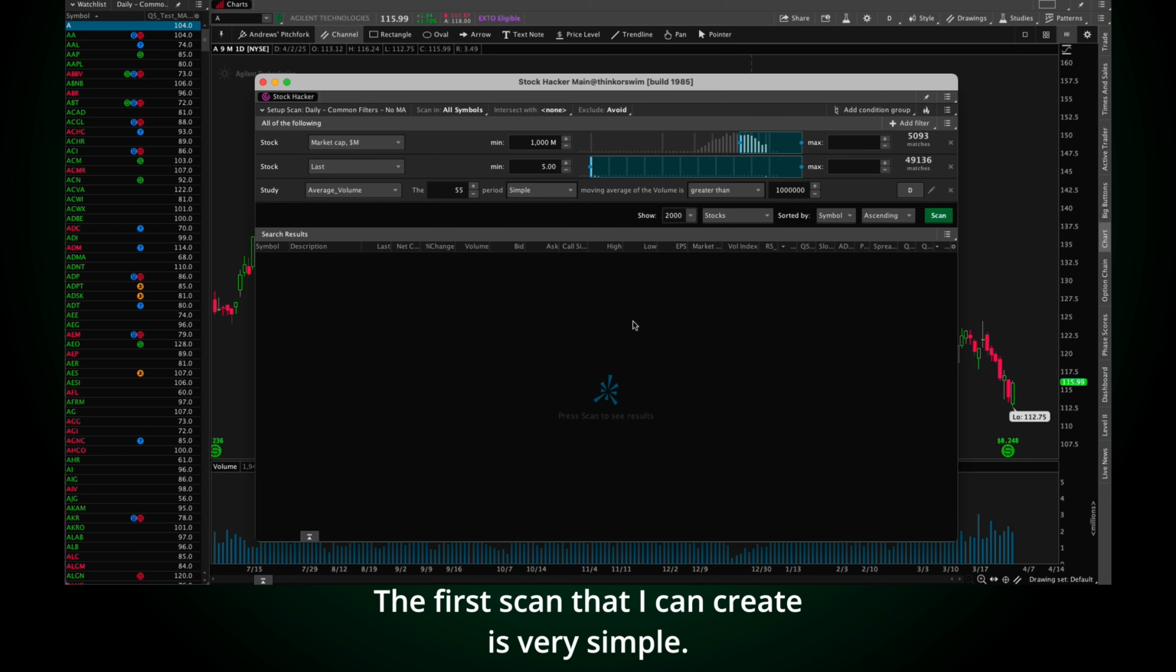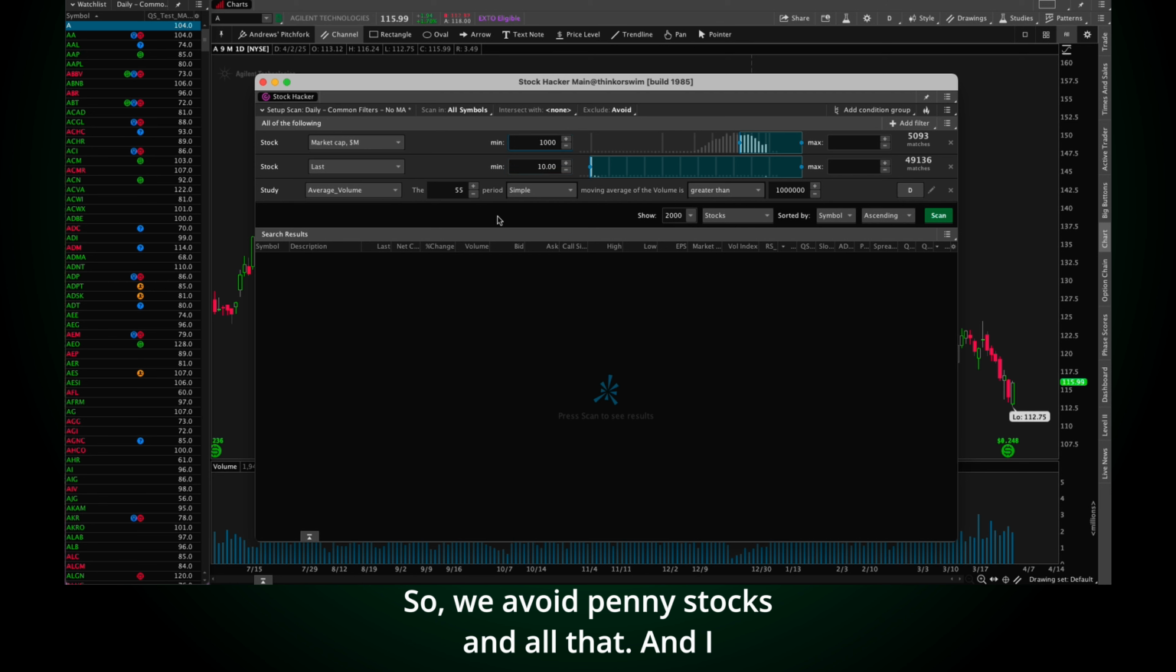The first scan that I can create is very simple. I want stocks that are liquid, so for that reason I choose a market cap above 1 billion. I want a stock price above $10, so we avoid penny stocks and all that. And I also want stocks with an average volume over the last 55 days greater than 1 million. And that's going to give me more than 1,000 stocks.